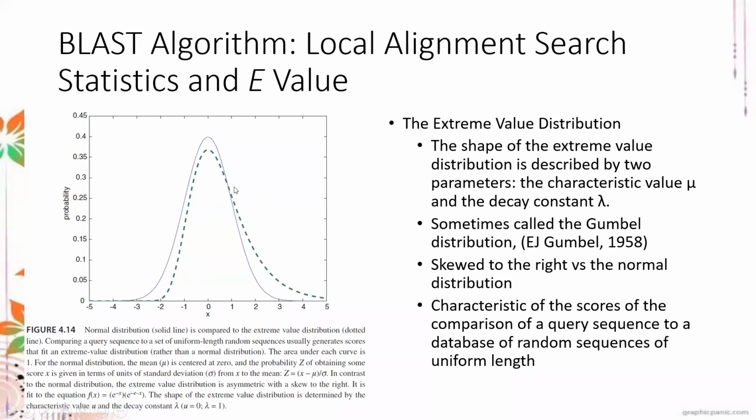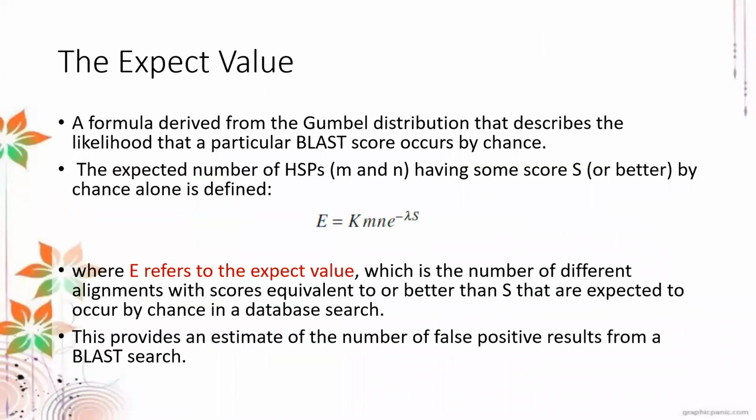As you can see here, it has a longer tail. It's skewed to the right, and this is more of the decay. That's why you have a decay constant for this one. This describes the characteristics of the score from comparing a query sequence to a database of random sequences of normal, uniform length. This is observed for pairwise sequence alignment statistics.